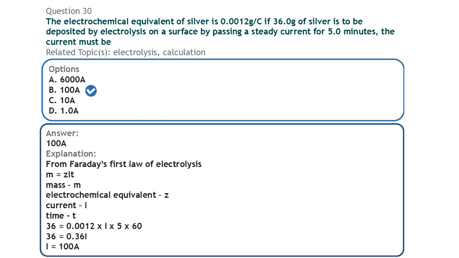Now when you multiply 0.0012 by 5 by 60, you are going to get 0.36. So times I, that will be 0.36 I. To get the value of I here, we are going to divide both sides by 0.36. So 36 divided by 0.36 will give us 100 amperes. So you have 100 amperes here.